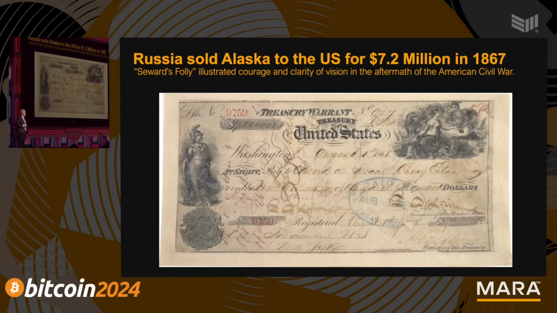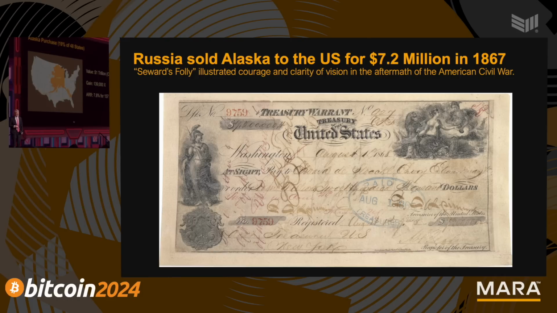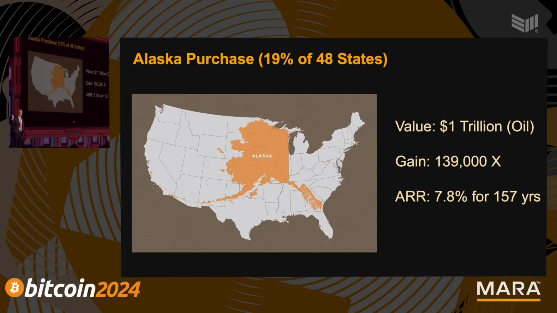Seward pays $7 million for Alaska 2 years after the country's decimated by the Civil War. John D. Rockefeller is trying to start an oil company. Today, there's $1 trillion of oil underneath Alaska. It's a massive return for a piece of paper.